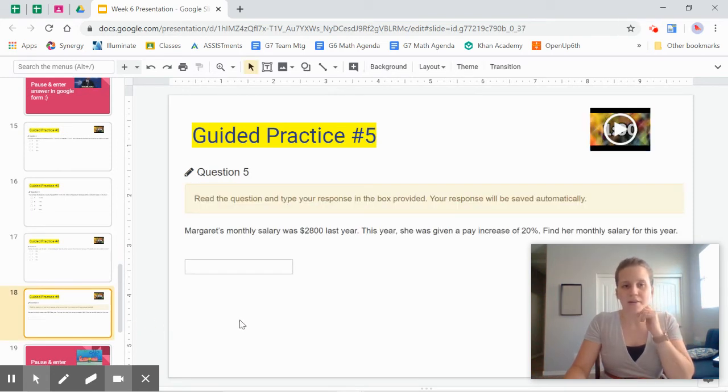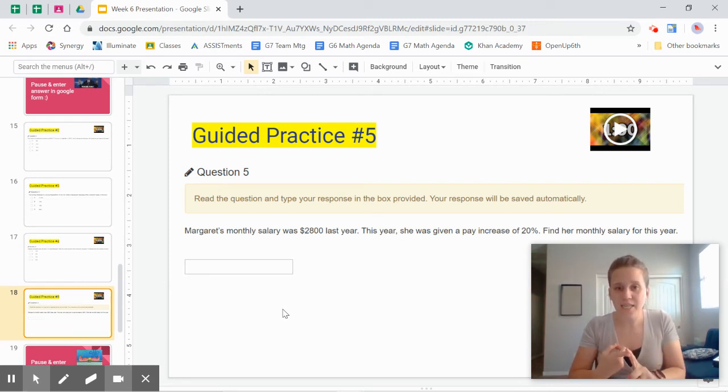Here we go. Margaret's monthly salary was $2,800 last year. This year, she was given a pay increase of 20%. Find her monthly salary for this year. Note, in this question, you're given different information. What are you given?